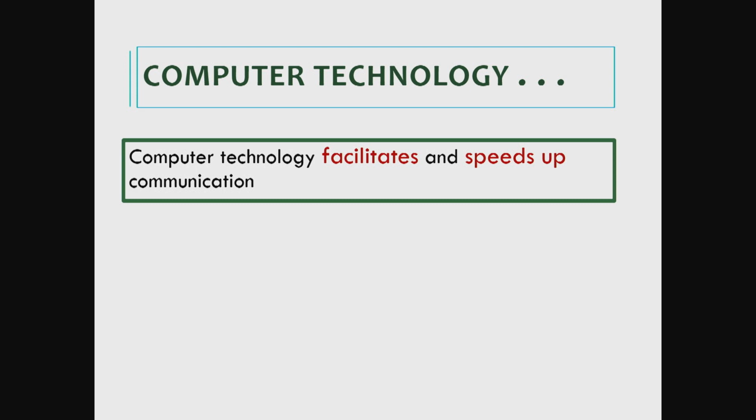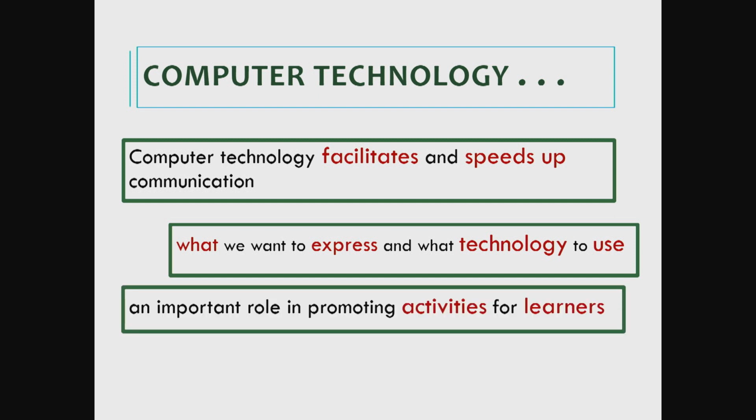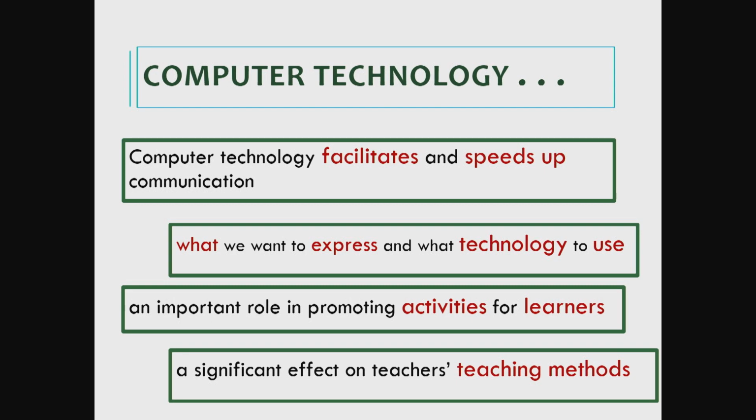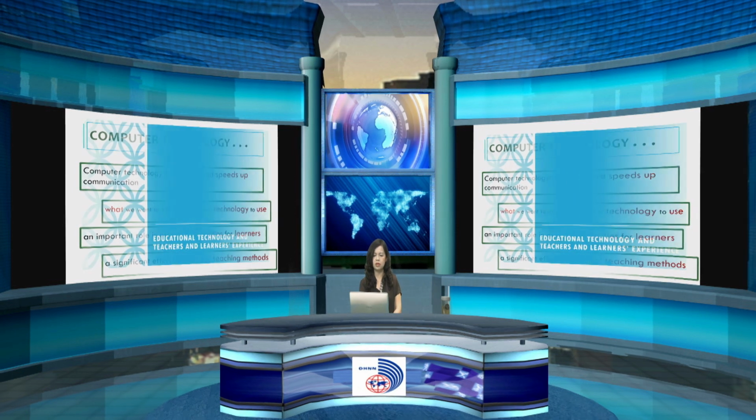So we can see how important technology is. Computer technology facilitates and speeds up communication. With technology, it can really help us to express what we want to express, and we can choose the technology that we want to use. So technology has an important role in promoting activities for learners, and it has a significant effect on the teaching and learning experience, in improving our teaching methods.